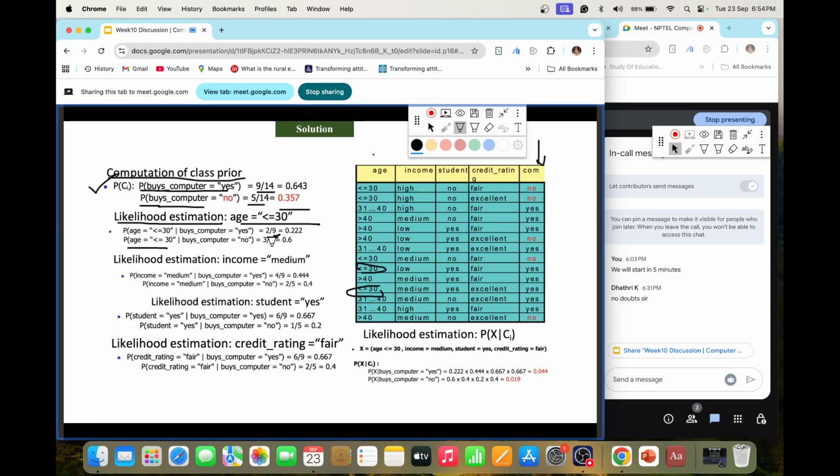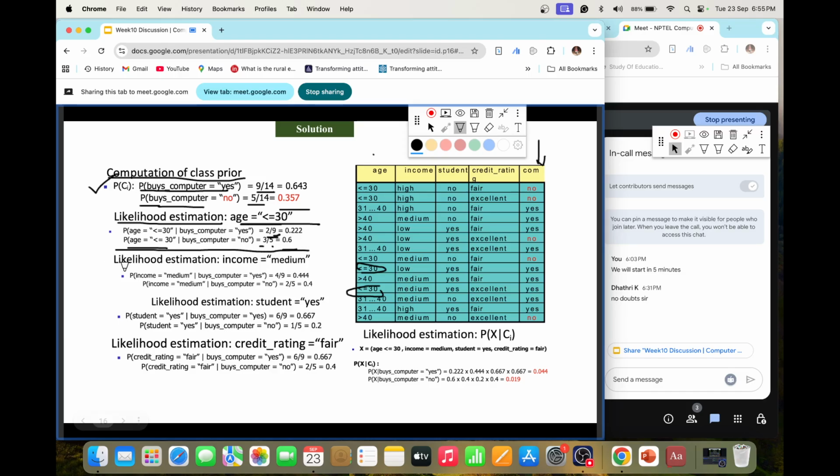We have 5 cases of no, and 3 where the person will not buy computer. Okay, so that is why 3 by 5. So we got the probability that age is less than equal to 30 and person will buy computer, or not buy computer. So we have calculated the likelihood estimate for this age column.